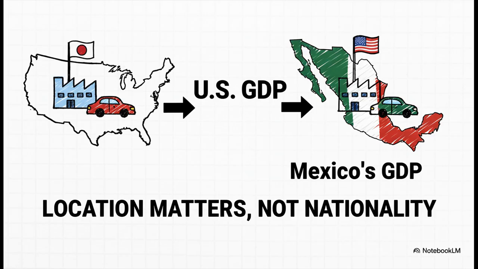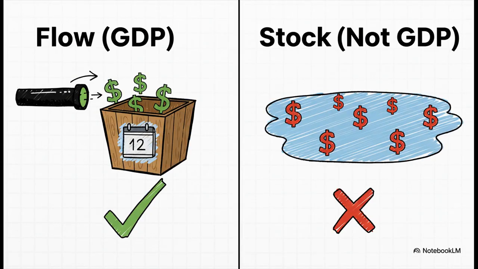So, a Honda built in a factory in Ohio, that counts for US GDP. A Ford built in a factory in Mexico, that counts for Mexico's GDP. Simple as that. And finally, GDP is what we call a flow. It's not a snapshot of a country's total wealth. It's a measure of activity over a specific chunk of time, usually a quarter, so 3 months, or a whole year. It's kind of like measuring how much water is flowing through a pipe every minute, not the total amount of water sitting in the lake.